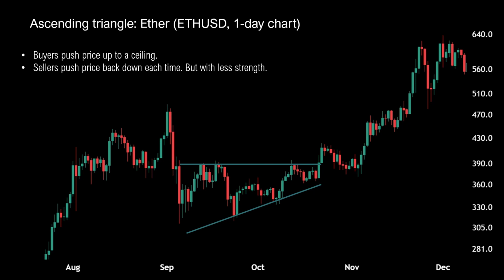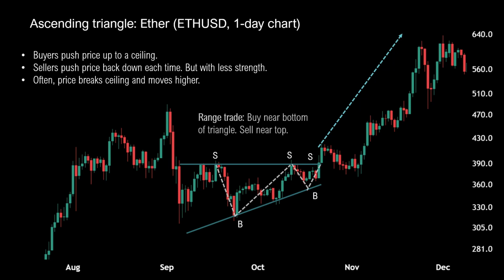And the more times buyers try to break through a ceiling, the more chance there is that they will eventually break through it. And that's what happened here, as the price broke through the ceiling and blasted higher. For range trading, it's the same as with any pattern. Buy near the bottom of the range and sell or short near the top of it. For swing trading, you could buy or sell after a candle close outside of the triangle. Ascending triangles tend to break to the upside more than the downside, and that's what we see in this example.